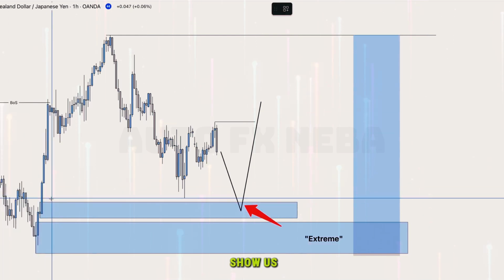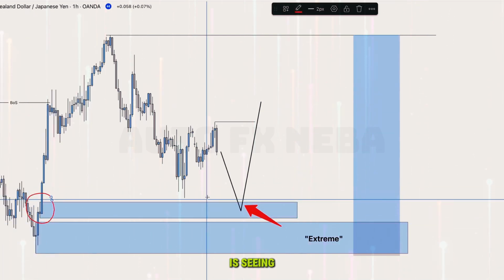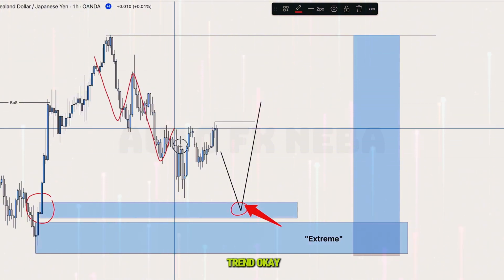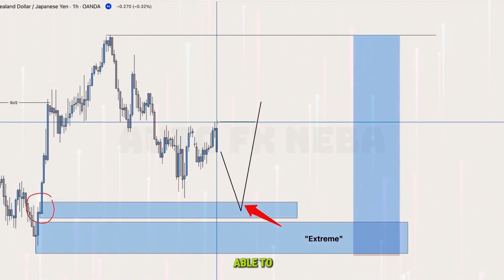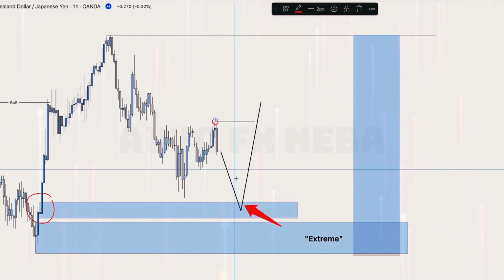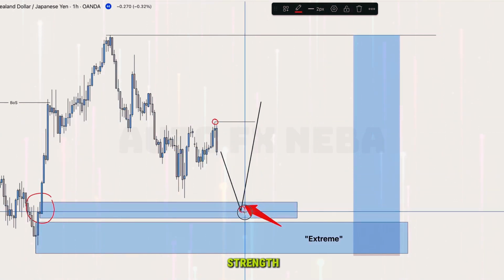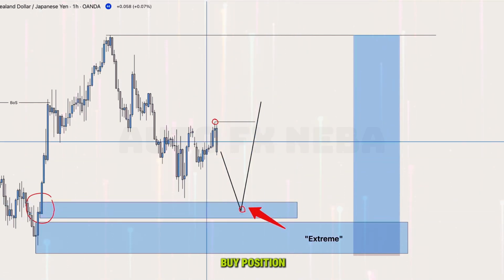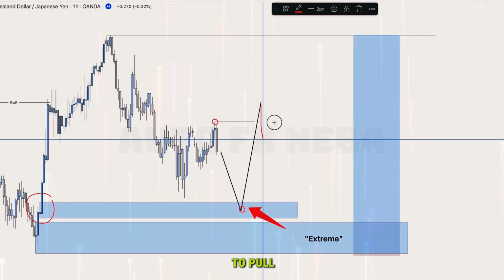Because what it would show us is that this demand zone is seeing an influx of buying that's strong enough to reshape the trend, okay? So if we were able to push over a previous high, it would tell us this zone has more strength than we may have initially anticipated. And that means therefore we could take a buy position if the market was to pull back.